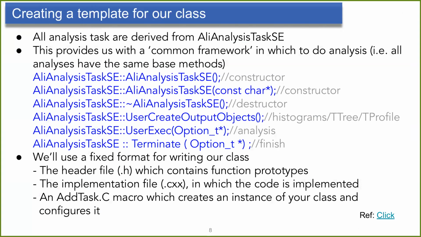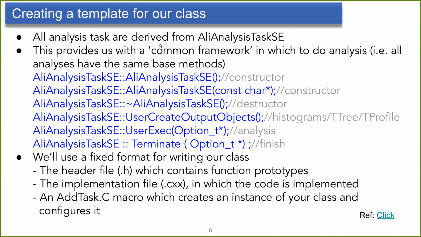Now, as I mentioned earlier, one of the important properties of the class is inheritance, meaning you can derive a class from any other class. This is used in the Alice analysis framework. In the Alice analysis framework, all the analysis tasks are derived from this class, AliAnalysisTaskSE. This SE stands for single event. Now, what is the advantage? The advantage is that it provides us with a common framework in which one can do the analysis.